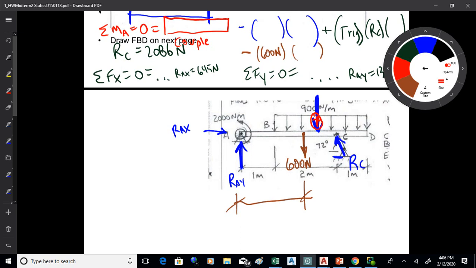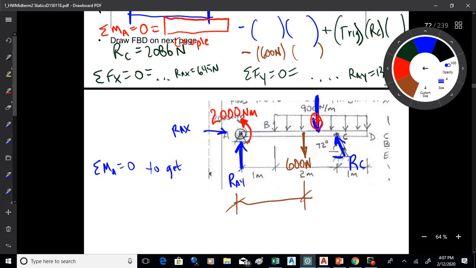So there's the free body diagram that we're dealing with, a little cleaner version. And then the standard approach again, moment about the pin joint, that will get you RC. So sum of MA equals 0 to get RC. Sum of FX equals 0 to get RAX. And then sum of FY equals 0 to get RAY. That's the process that you work through to get to those reactions.